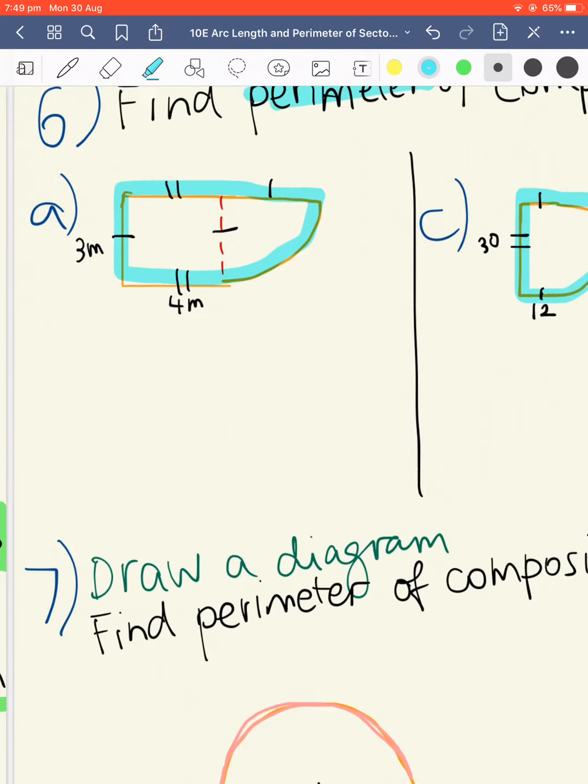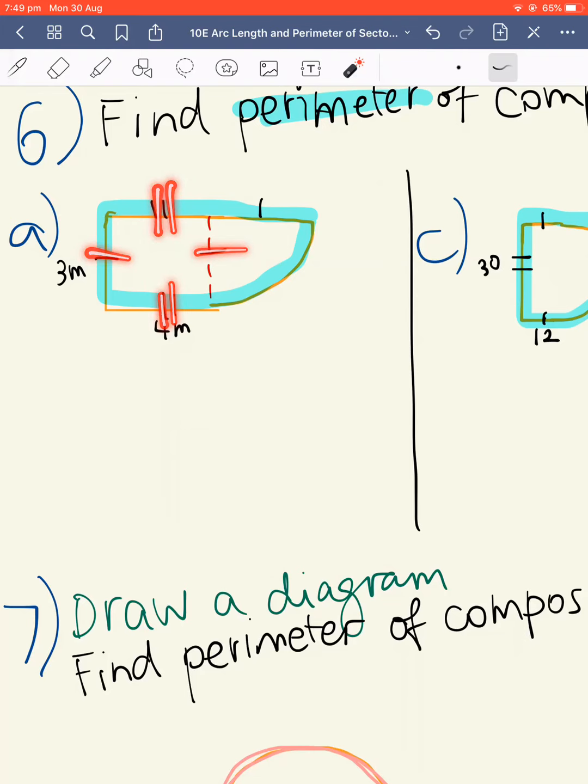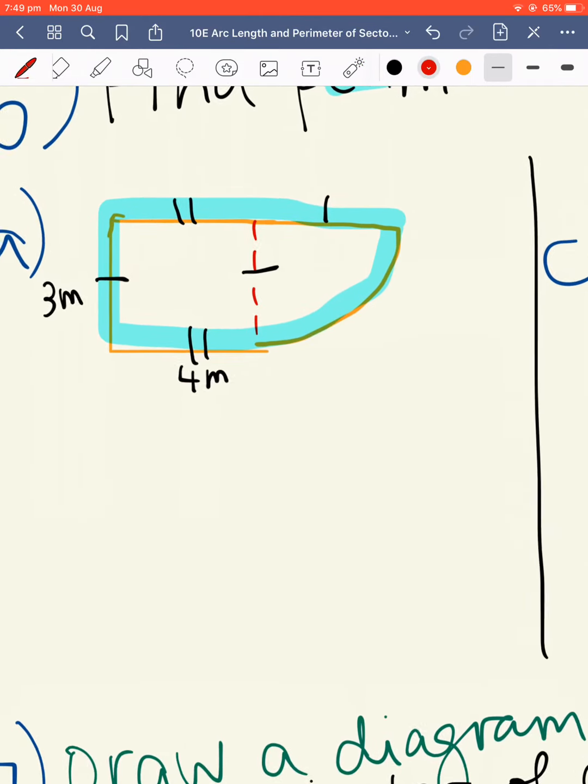Okay, so first question, let's zoom in. We have two different types of shapes here. I can see a rectangle because it has two different lengths, one on one side, one on the other. And I have a quarter of a circle, or a sector, that is here. Because this is at a right angle, I'm going to include that in my drawing.